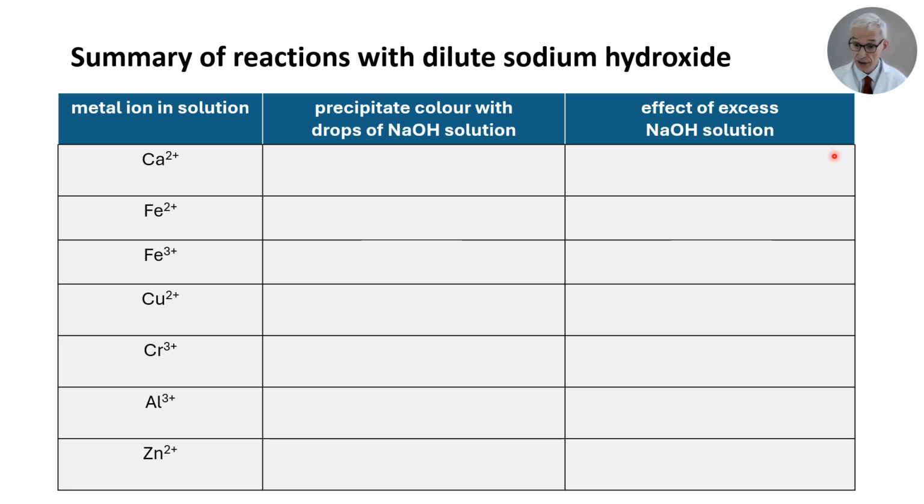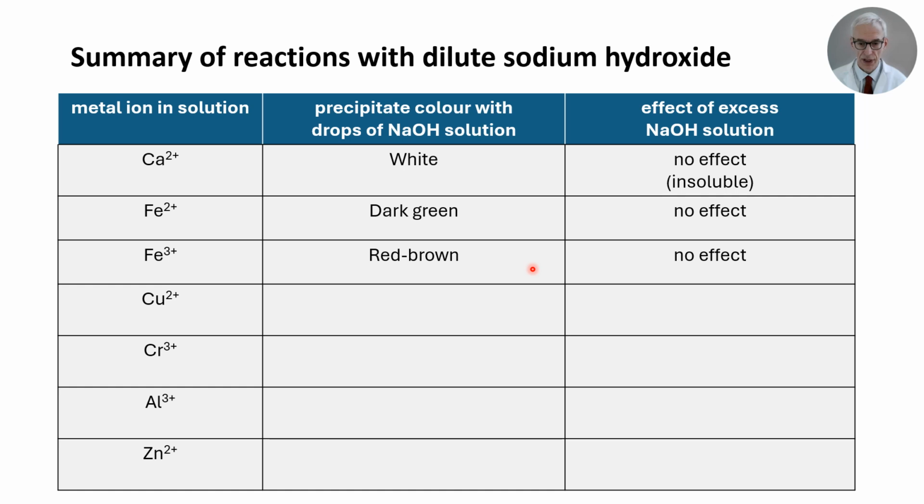So I'm going to reveal. For calcium, it's a white precipitate. It's insoluble in excess. There's no effect. Fe2+ is dark green. It's insoluble. Fe3+ is red-brown. No effect. Copper 2+ is blue. Is insoluble in excess sodium hydroxide.